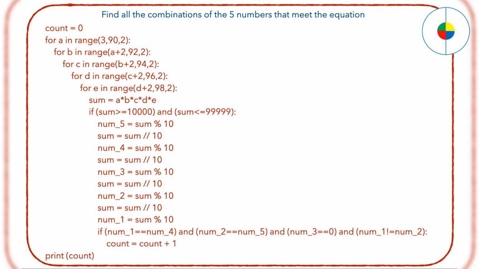The number should be a 5-digit number. Next, we get each digit of the product. The first and the fourth digits should be the same, and the second and the fifth digits should also be the same. However, the first and the second digits should be different. If we find any combinations like this, we can add 1 to the total count. The code is running pretty fast, and the answer is correct.